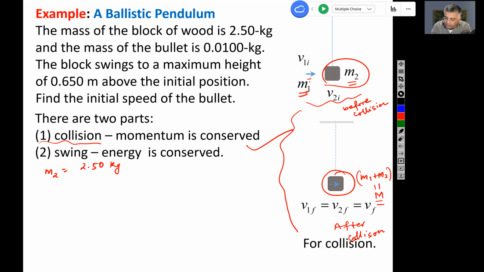M1 is the bullet, based on how I have labeled it. But of course, you could label differently. So M1 is 0.0100 kilogram. So that's the bullet, okay? So here what's happening is the block is number 2 and the bullet is number 1.